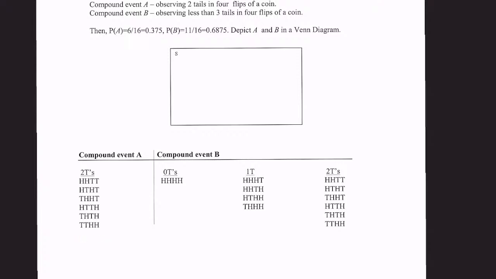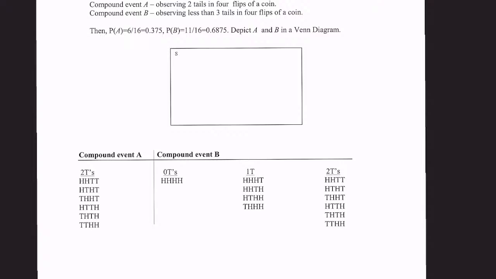Two tails looks like this. That's compound event A, observing two tails in 4 flips. Event B, observing less than 3 tails in 4 flips. So that could be 0 tails, 1 tail, or 2 tails. Now, how would you draw this? How would you draw these? What would be the relationship between these two?